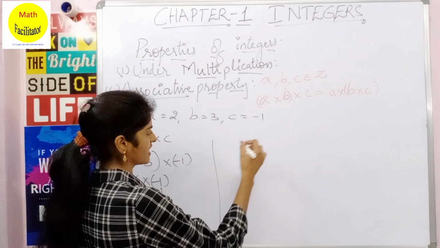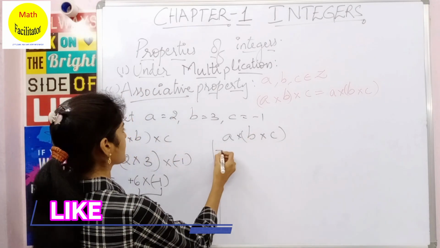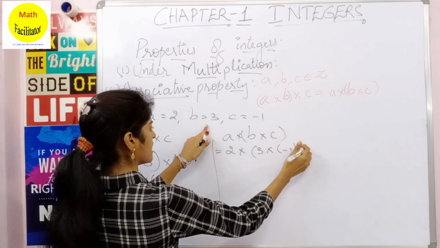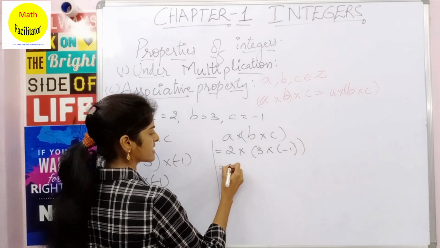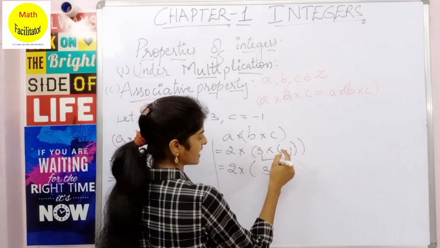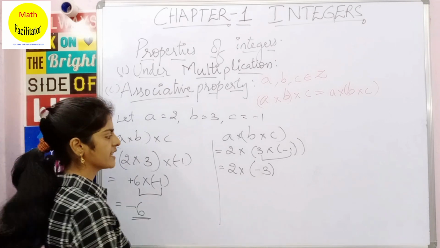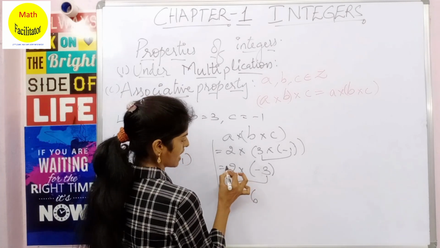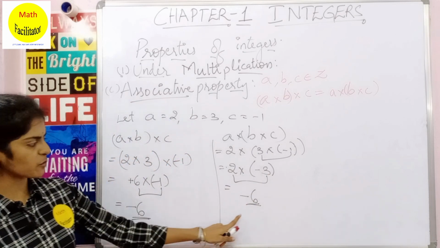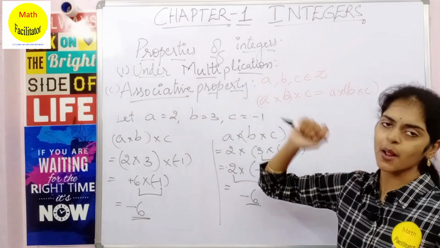Now let us take the RHS. A into B into C. Here A is 2, B is 3, and C is minus 1. Clear? So it is nothing but 2 into 3 into 1 is 3, and plus 3 into minus 1. Plus into minus is minus. So it is 2 into minus 3. Now again 2 3s is 6, and plus into minus is minus. So the answer is minus 6. So you can see that LHS is equal to RHS. So we can say that integers are associative under multiplication.